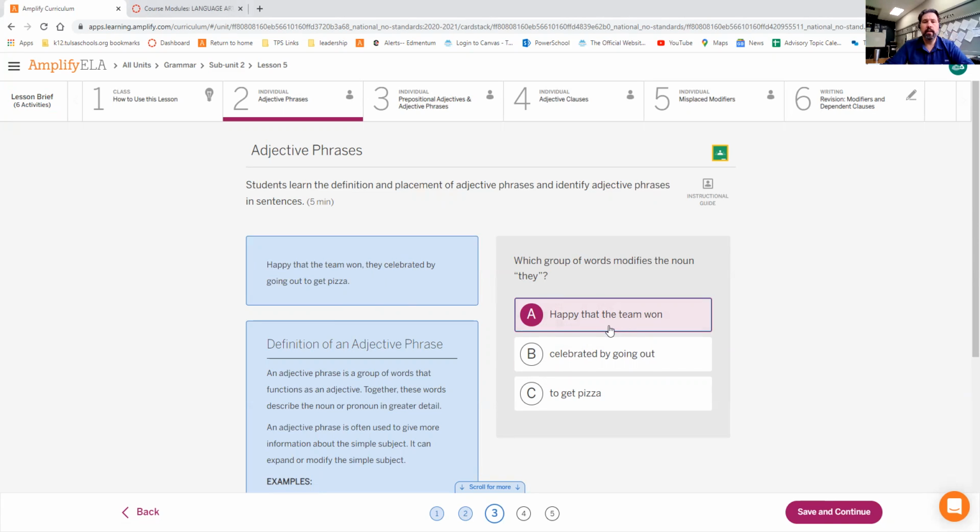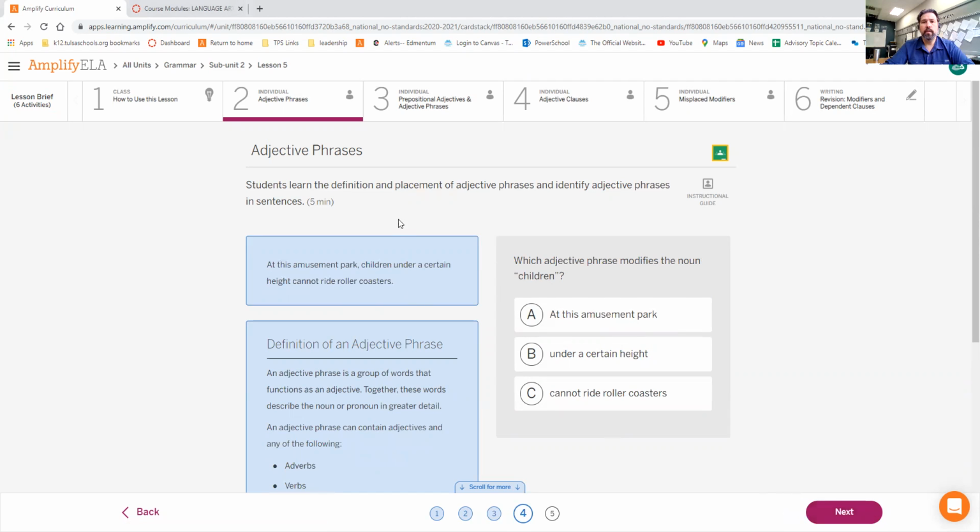Again, take that part out and think about how the sentence sounds. They celebrated going out to get pizza. Celebrated what? Who? Instead, happy that the team won. Okay, so now we've got a group of people that is happy that their team won. Whether it's sports fans, parents, or even the team itself, we know why they're going out to get pizza. We know what group it is. I'll let you do 4 and 5 on your own.